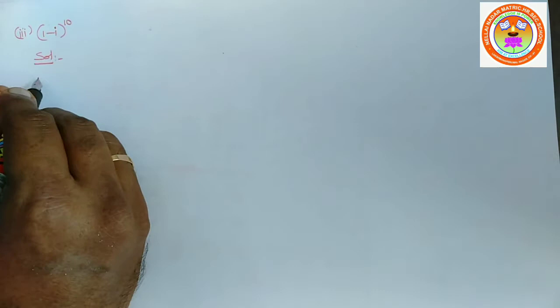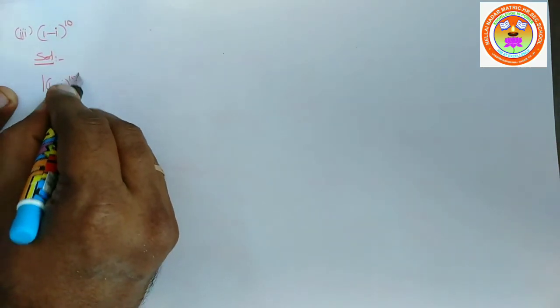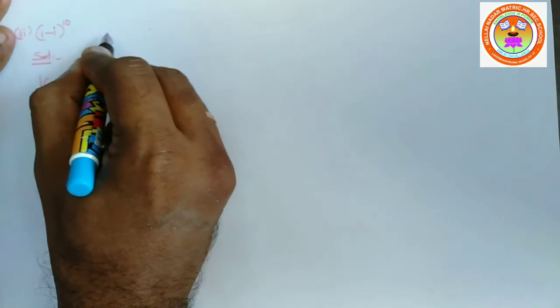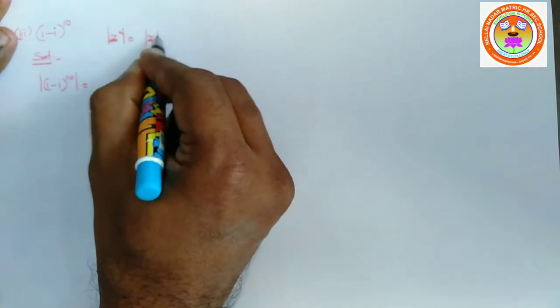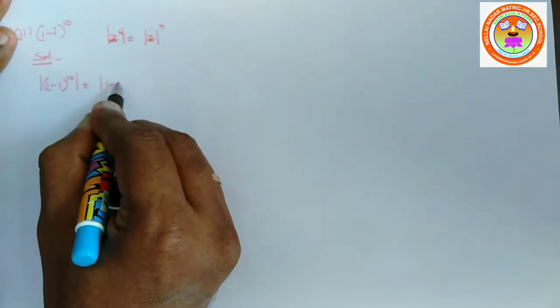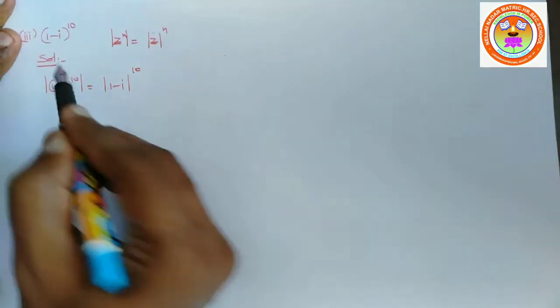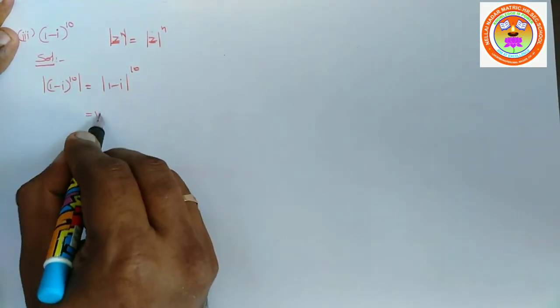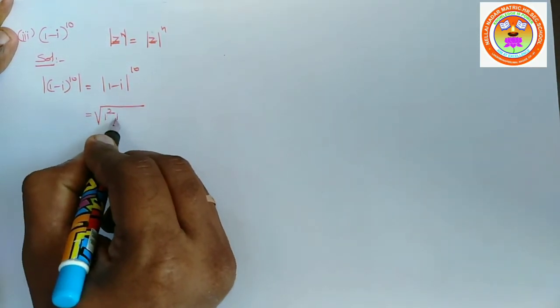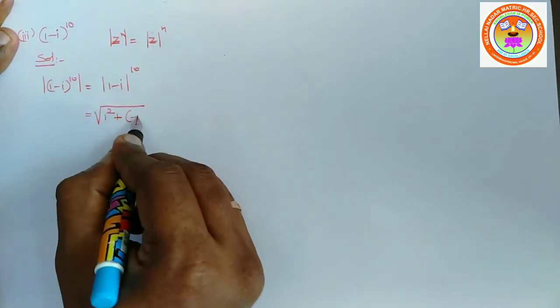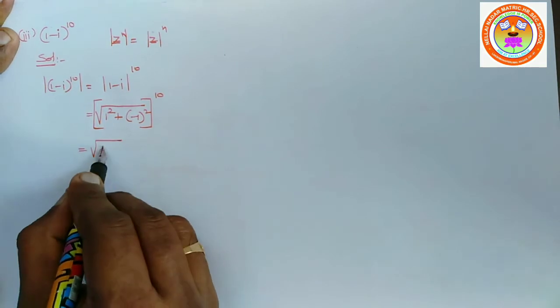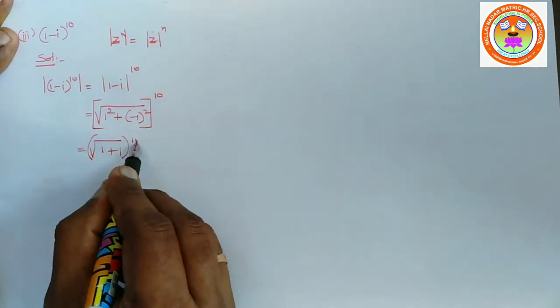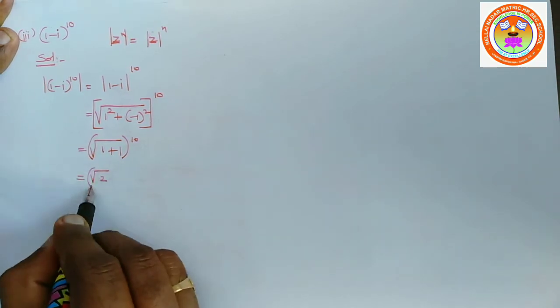Next: 1 minus i whole power 10. Find the modulus. Solution. Modulus of 1 minus i whole power 10. We have studied the formula: modulus of z power n is modulus of z whole power n. So the 10 moves outside the modulus. We know real square plus imaginary square: real is 1, 1 square, imaginary coefficient of i is minus 1, minus 1 whole square, still with whole power 10. 1 square is 1, minus 1 square is 1, so it is the square root of 2, whole power 10.